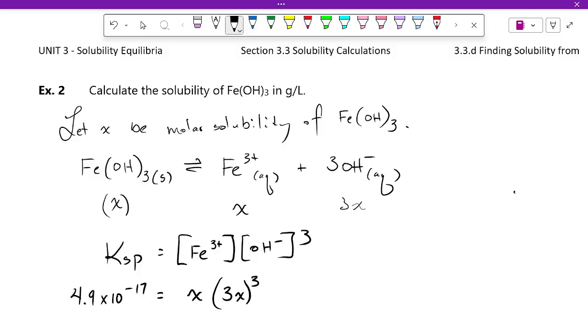Okay, so just to do some basic algebra here, if we have 3x cubed, that means you take your 3 and you cube it. So you have 3 cubed.